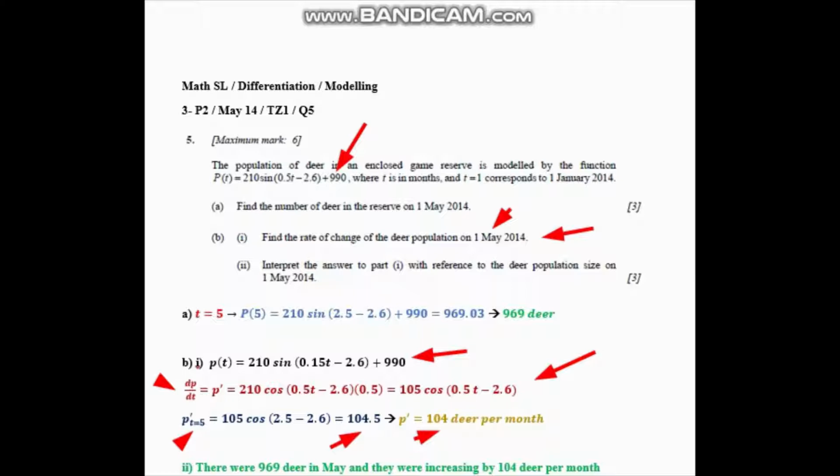In question Bi, I am asked to interpret the answer to Bi with reference to the deer population size on the 1st of May. So the interpretation is that there were 969 deer in May 2014, and they were increasing by 104 deer per month. So this concludes our third question. Take a minute to copy this down if you will, and I shall begin question 4 shortly.